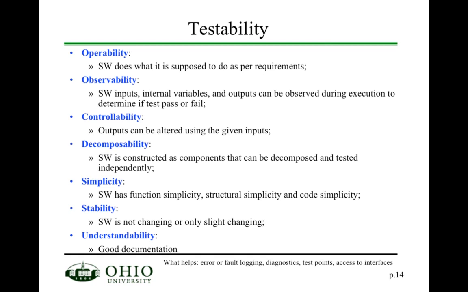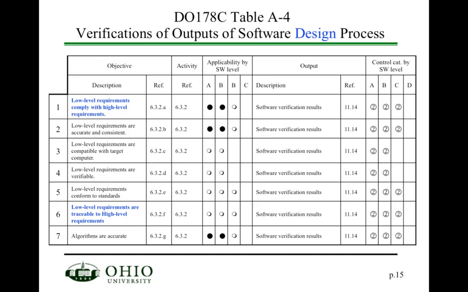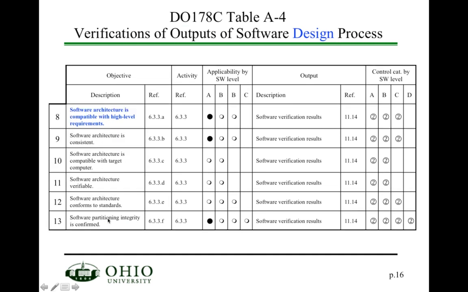Good documentation. Okay, so if you look at the verification of the design process, again, the low-level requirements must be compliant with the high-level requirements, meaning in technical agreement. They must also be traceable, and of course, the same thing: the software architecture must be compatible with the high-level requirements.